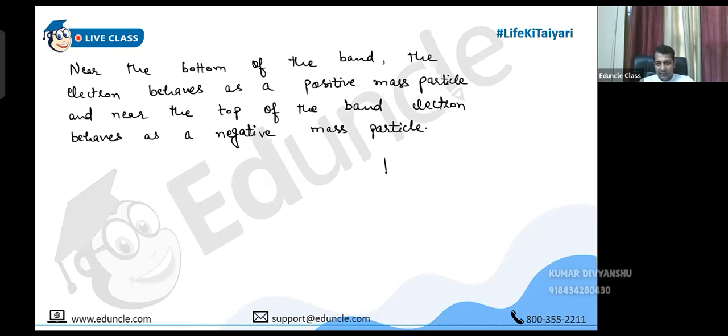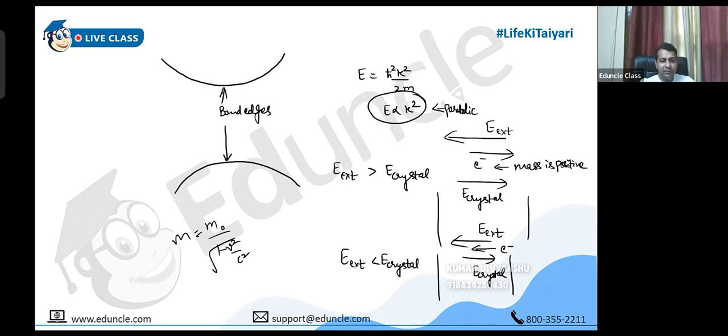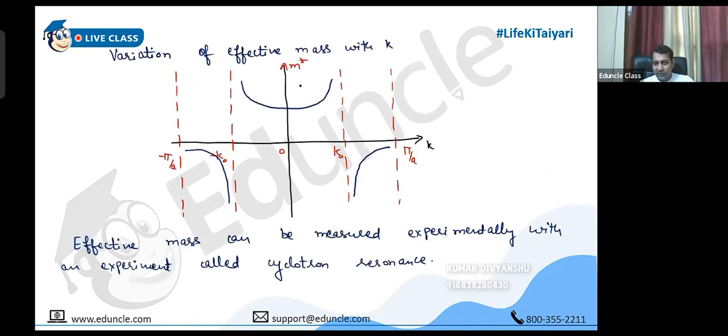Means, let me tell you, the variation is like this that we have drawn. You can see from this curve also. See, near the bottom means near 0, you can see that the mass is positive. And near the top means near the Brillouin zone, you can see that the mass is negative. Clear? Please check. Is it clear?